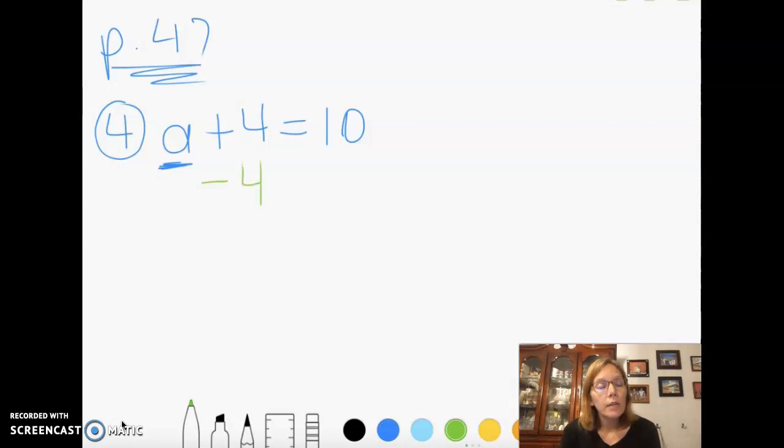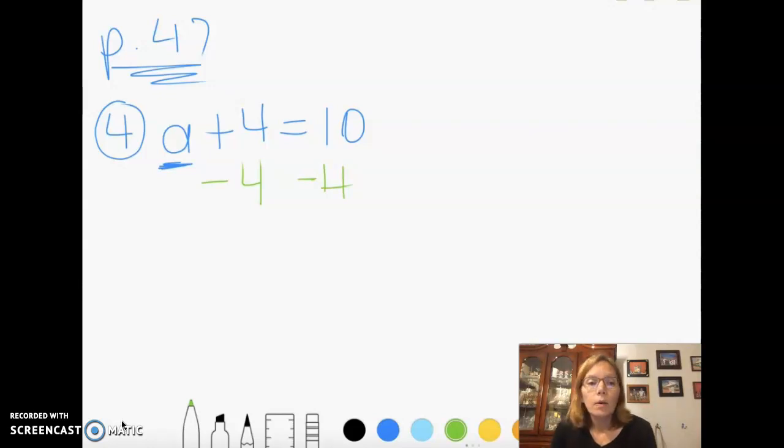But when we're solving equations, we have to keep both sides of the equation balanced. So whatever we do to one side of the equation, we have to do to the other. And you're going to hear me say that a lot. I say it a lot so that you remember it, okay?